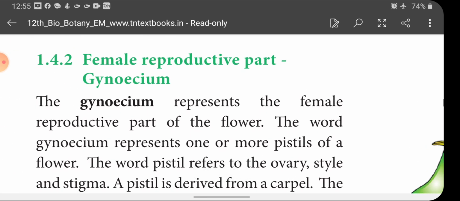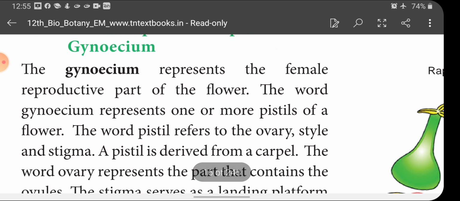Okay. Next we are going to discuss the female reproductive part, that is the gynoecium. You know very well, androecium is the male reproductive part of the plant and gynoecium is the female reproductive part of the plant. The gynoecium represents the female reproductive part of the flower. The word gynoecium represents one or more pistils of a flower. Okay, gynoecium consists of one or more pistils of a flower.